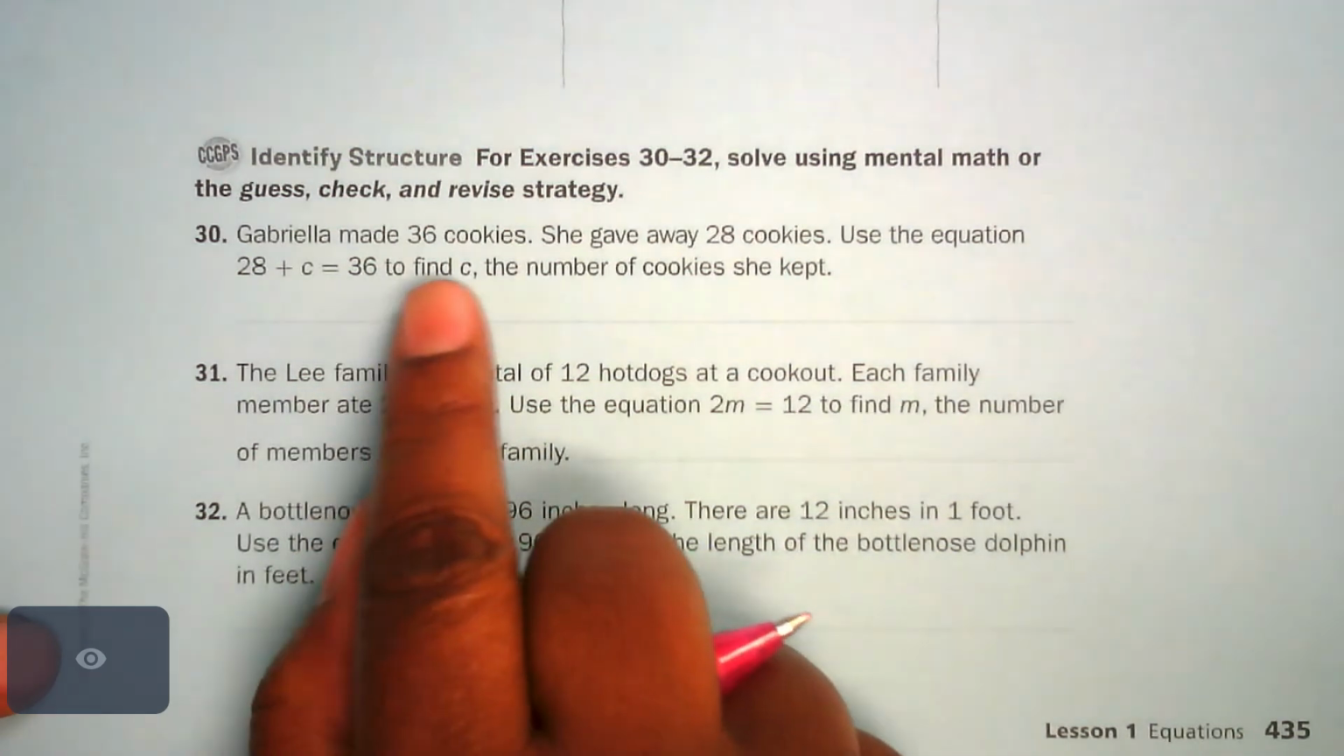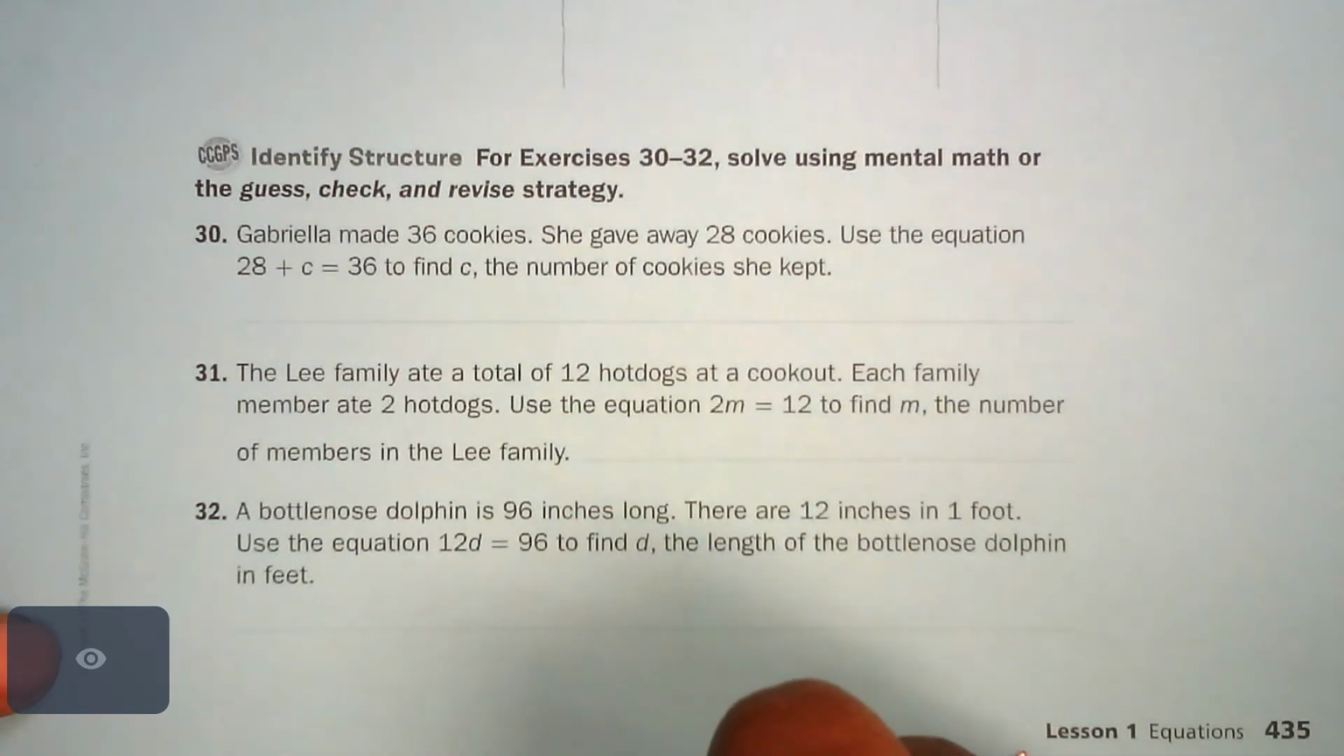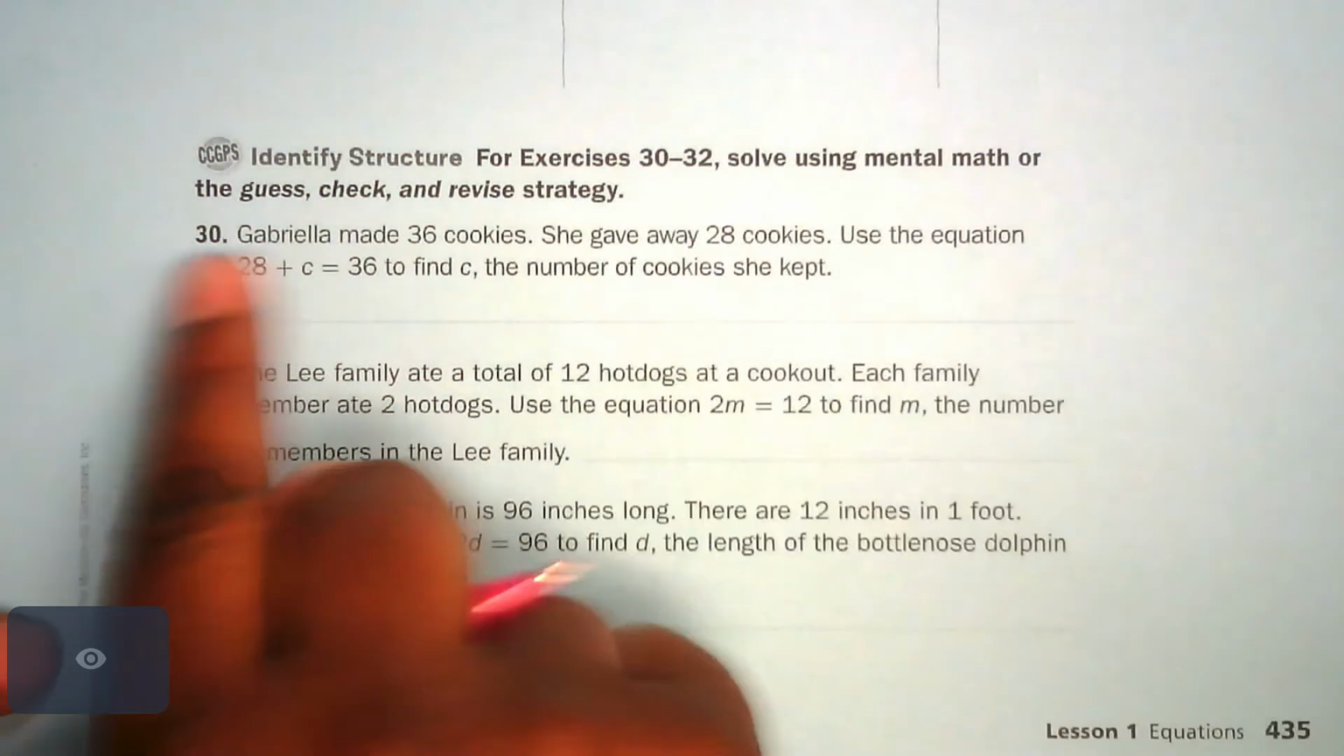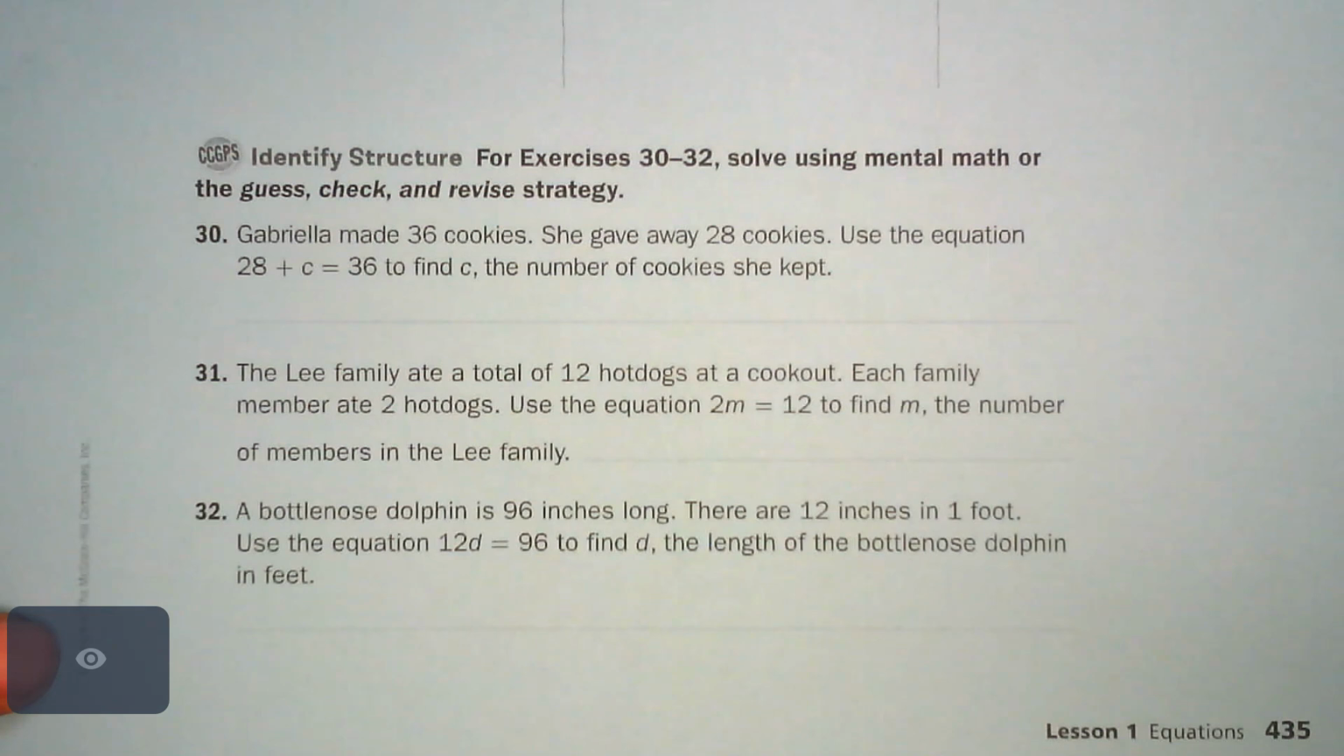Number 30 says, Gabriella made 36 cookies. She gave away 28 cookies. Use the equation 28 plus C equals 36 to find C, the number of cookies that she kept. All right, so it says in the instructions that you can solve using mental math or the guess, check, and revise strategy. Some of you have figured out that, well, if she made 36 cookies, she gave 28 away, I could just say 36 minus 28 in order to find out what she had left.